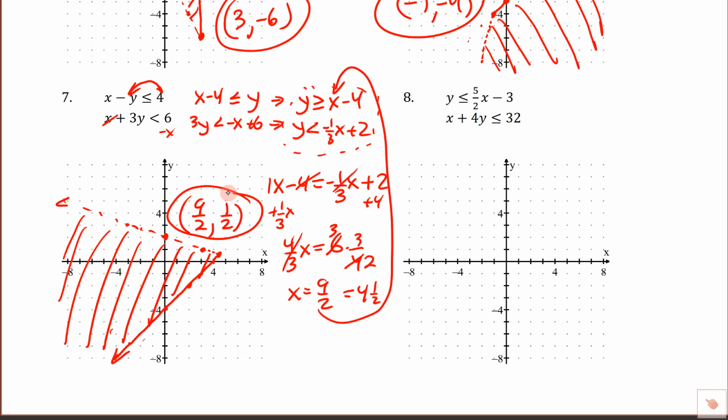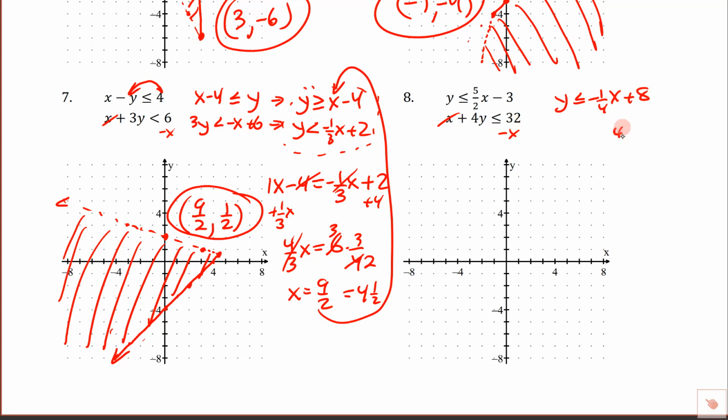All right, let's hope this last one works out a little bit easier. This one, you'll notice that both of these are going to be solid lines, so that's kind of nice. And this one has already been solved for y, so it's already in slope-intercept form. This one we need to do a little bit of work, so we're going to subtract x, and then we're going to divide by 4. So that's going to leave us with y is less than or equal to negative 1/4 x. Okay, this would be negative x divided by 4 here. And then we take the 32 and divide by 4, and that's going to give us an 8.